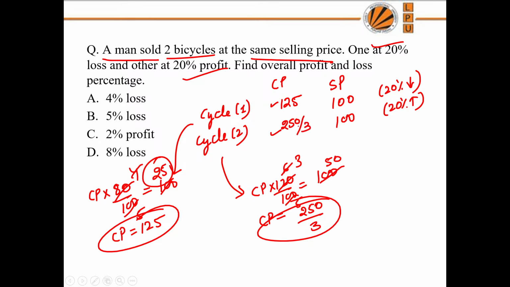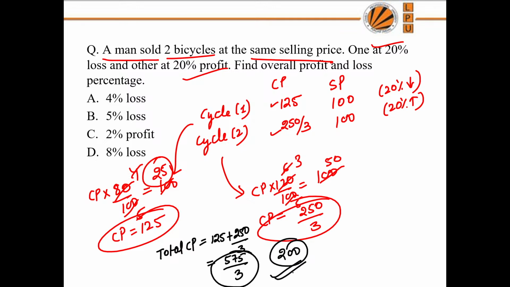Now we can calculate the transaction overall profit and loss. For overall profit and loss, we have to calculate overall cost price and overall selling price. So total CP would be 125 plus 250 by 3. So that would be how much? 575 by 3. This is your total CP. And total SP is 100 plus 100, 200, isn't it?